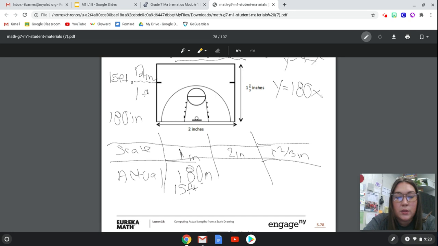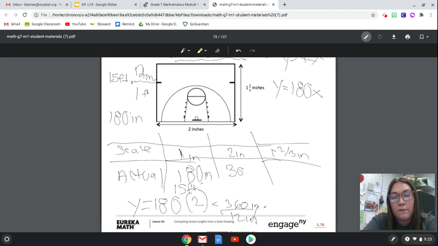So I'm going to use my y equals, and they give me the x numbers. So 180 times 2, and that would show me that it was 360 inches. And then I need to divide by 12 inches to get my feet. So it would be 30 feet long.